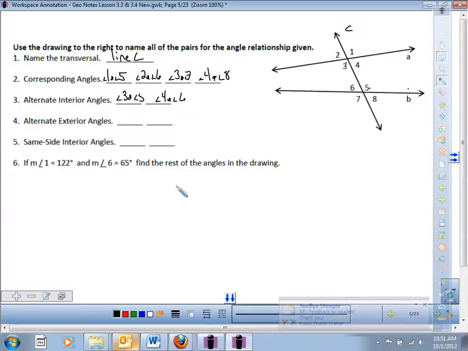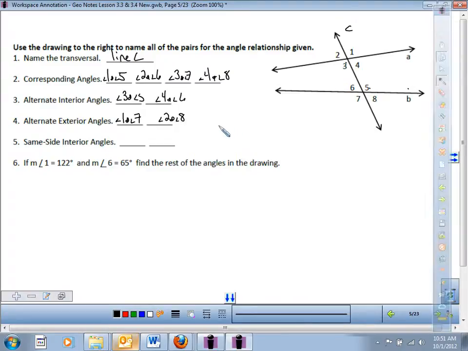All right, let's go to alternate exterior angles. So now we're looking at 1, 2, 7, and 8. We could ignore 3, 4, 5, 6. Alternate exterior, if I go to angle 1, we got to come down here and go to the alternate side, would be 7. So angle 1 and angle 7 are alternate exterior angles. And then we would go angle 2 and angle 8.